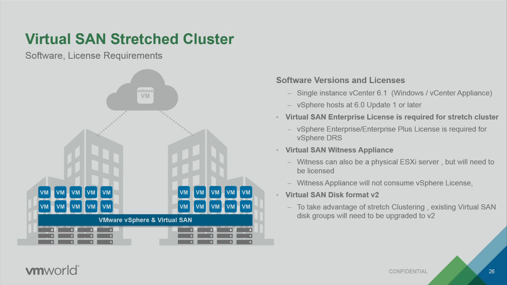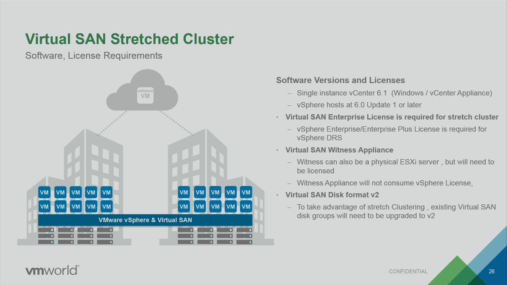The witness, like I said, needs to be in a different fault domain from the 2 sites. Usually we see that people run this in the management cluster, like the data center where your VC runs, something like that. So you need that site. The witness can either be a physical ESX box, but in which case you will need a vSphere license for it. So I don't know why anybody would do that.